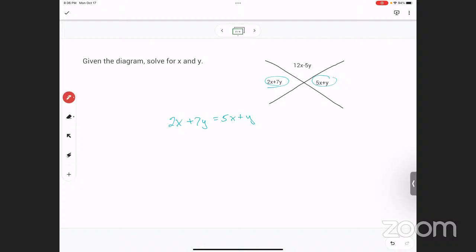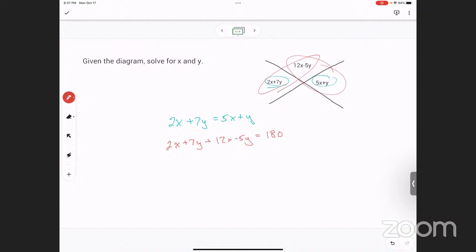And then we know that these right here have to add up to 180. Or I could have said these have to add up to 180. Either one, doesn't matter. But I don't have to use both of them. So let's go 2x plus 7y plus 12x minus 5y equals 180. You understand why I said 180? Yeah. Okay, because those are a linear pair is what they're called.